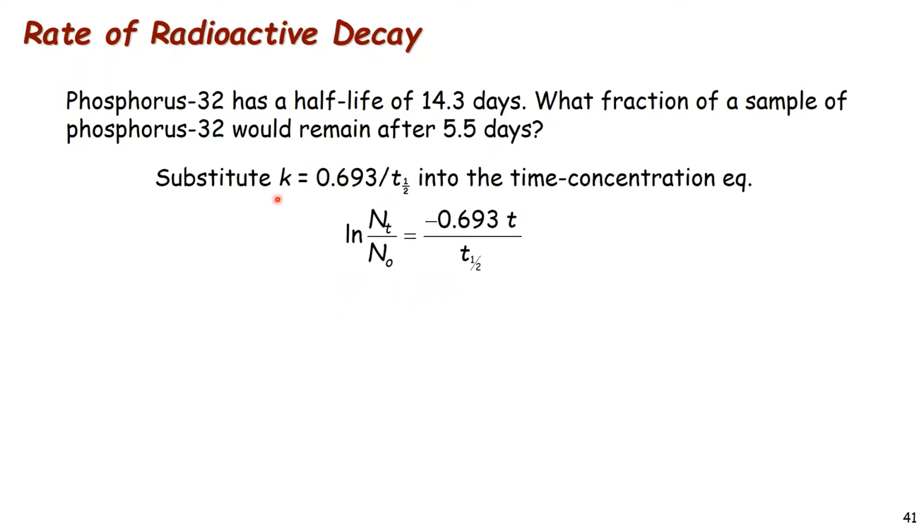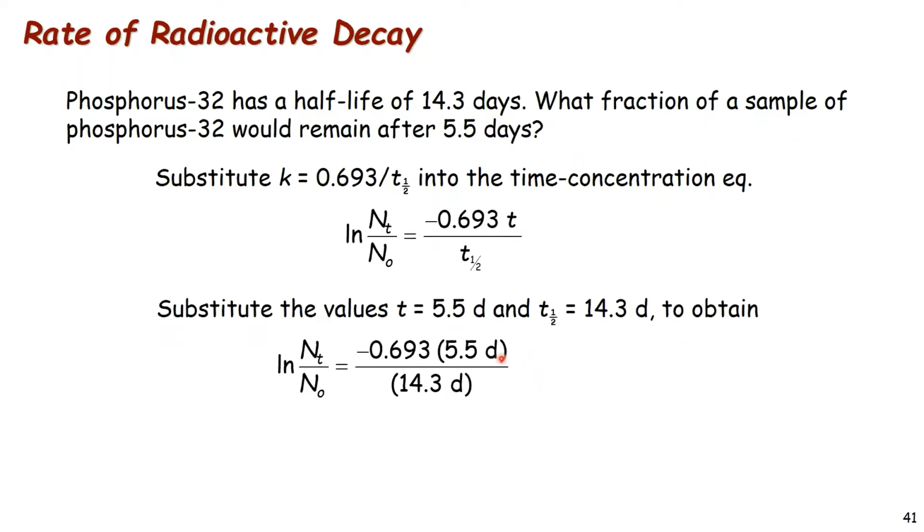We know it's the ln of N_t over N_0 is equal to negative kt. We're going to replace the k with 0.693 over t 1/2. We now know that t 1/2 is 14.3 days. t is going to be the 5.5 days. Okay. So there it is. The days cancel. So this gives us negative 0.267. But I just want this fraction, so I've got to get rid of the natural log.